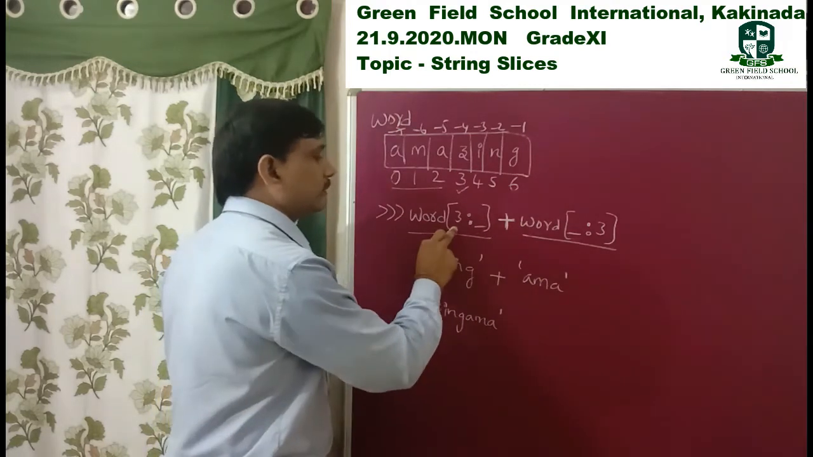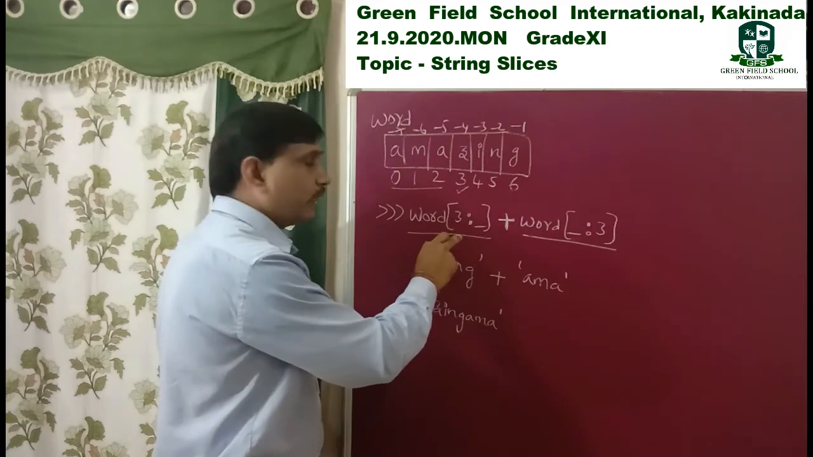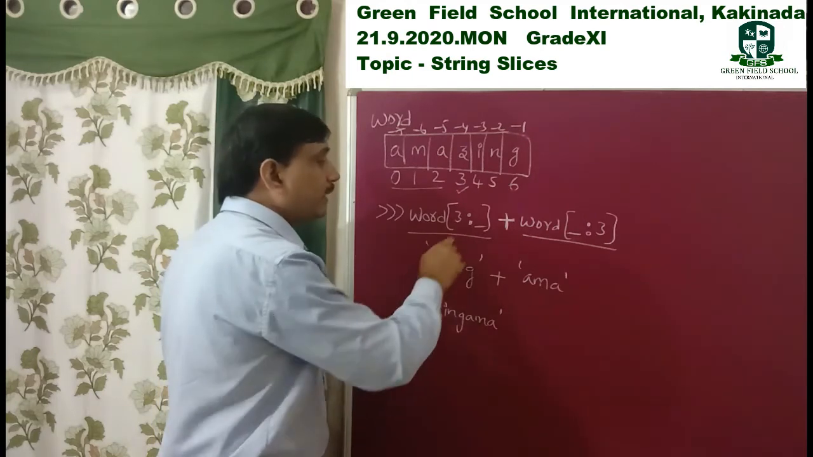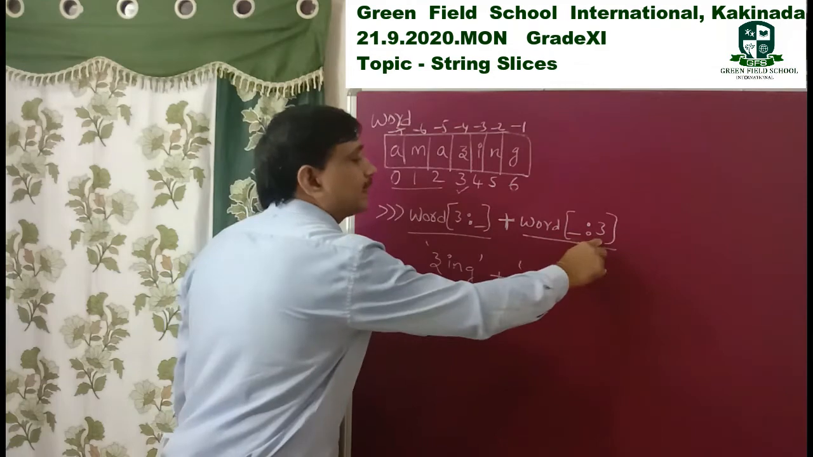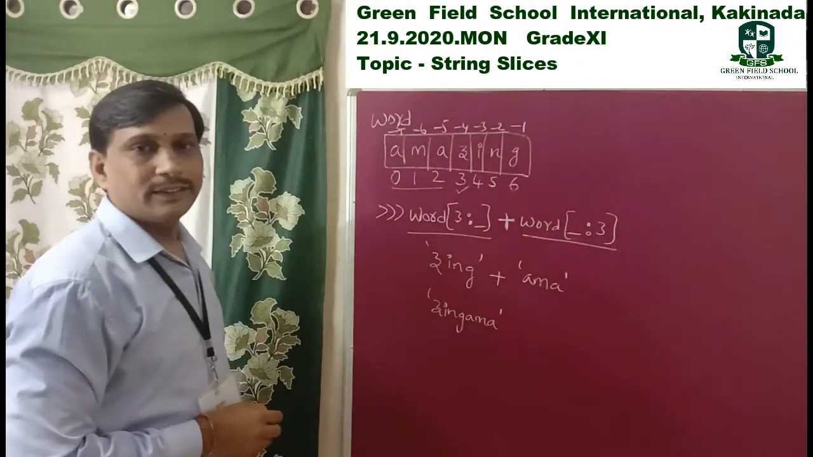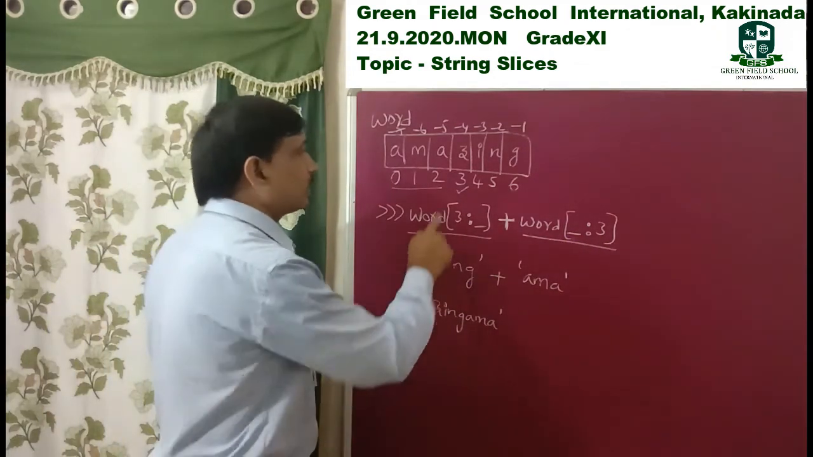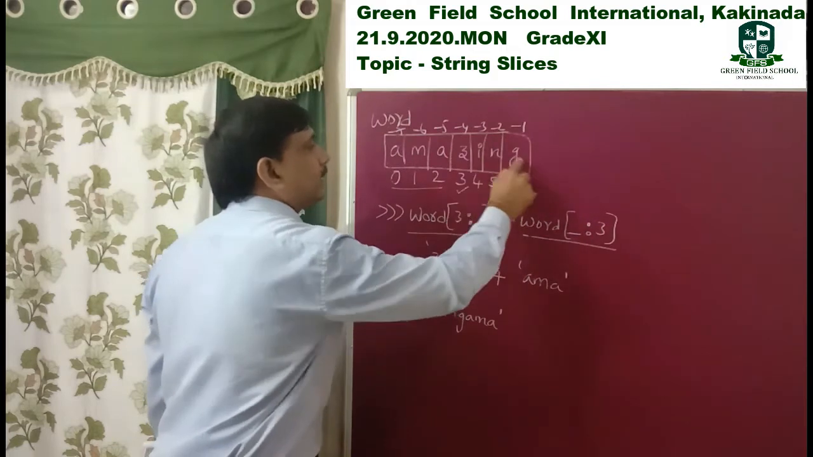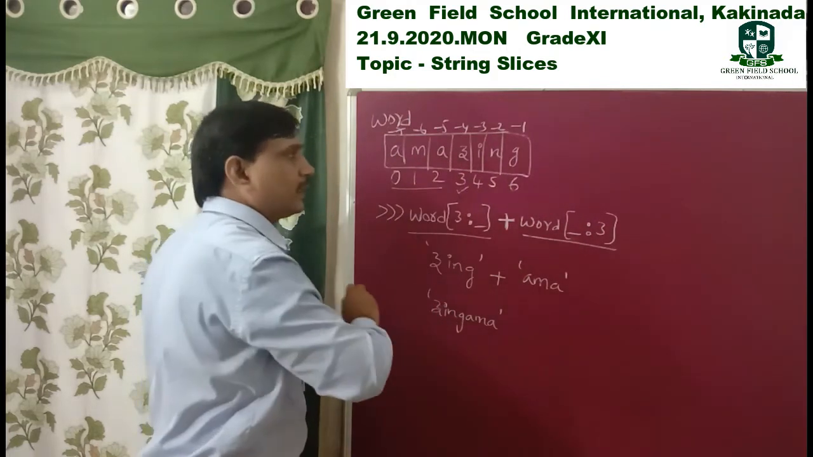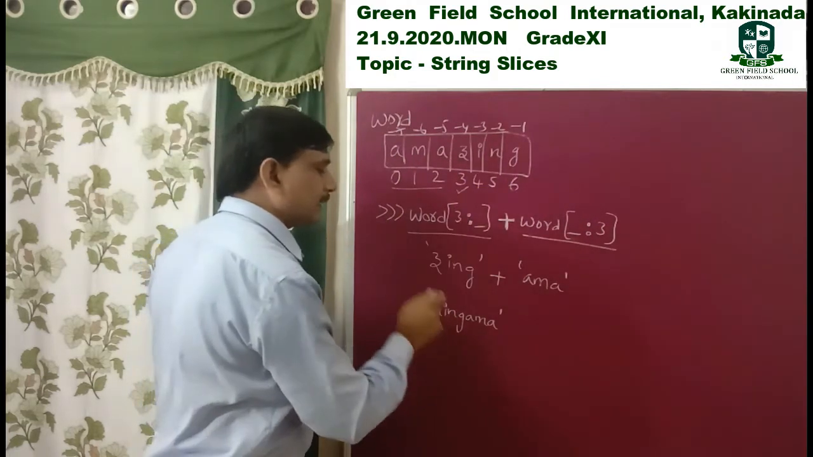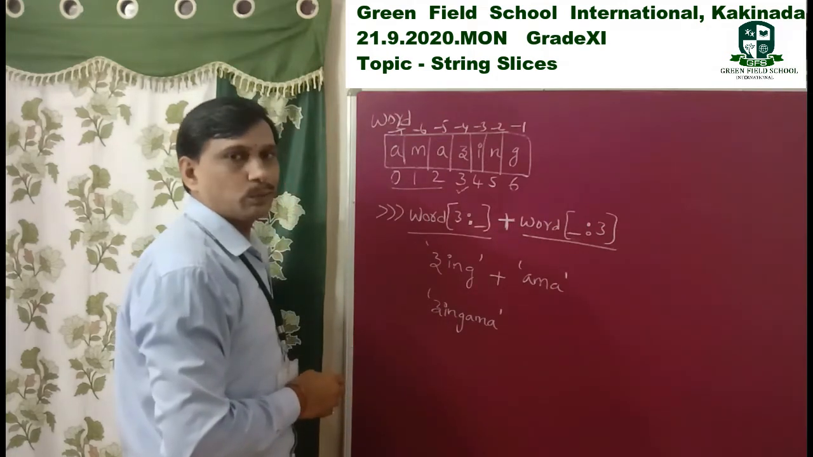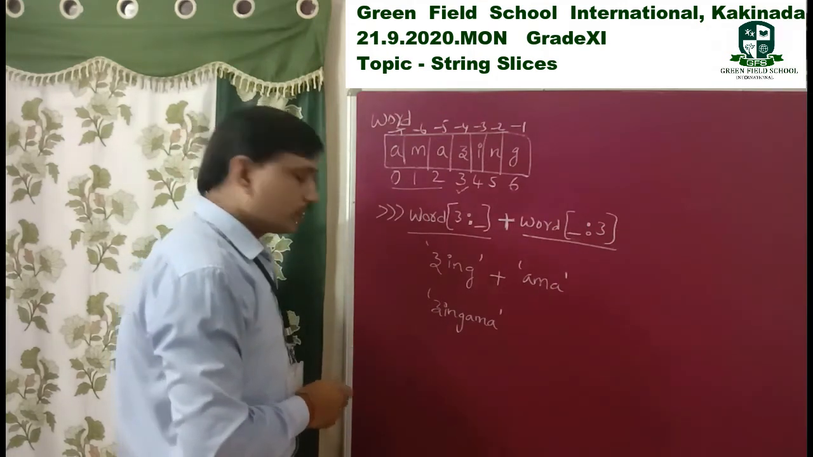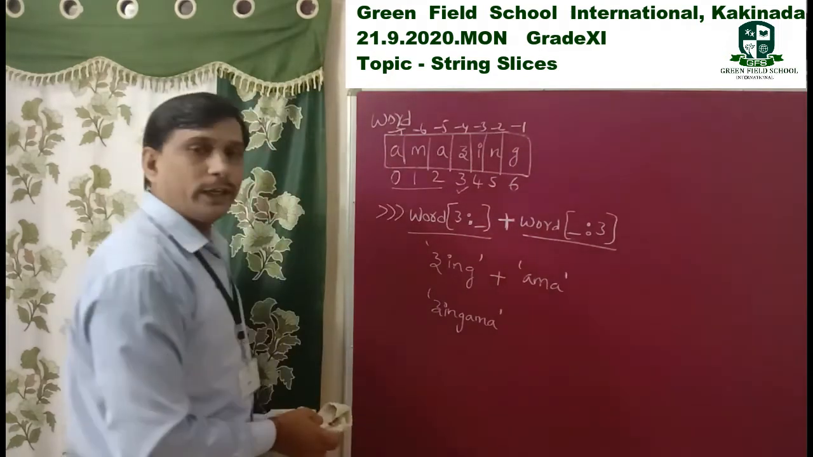When we observe this example, here 3 is the starting and here 3 is the ending. Then we access these characters and these characters, and we combine all these characters. This returns this output. Okay, next consider one more example.